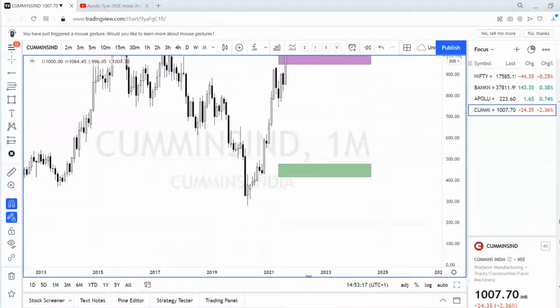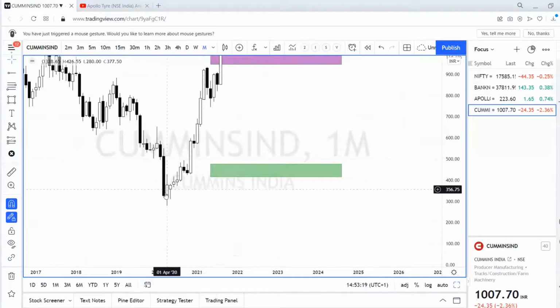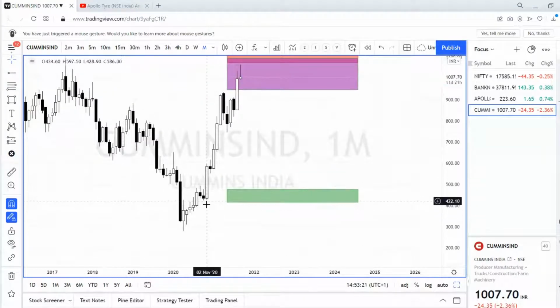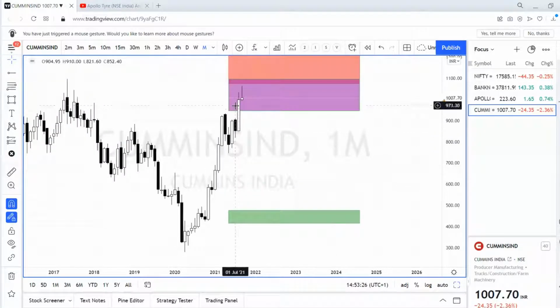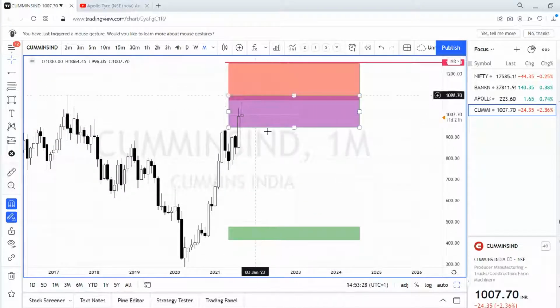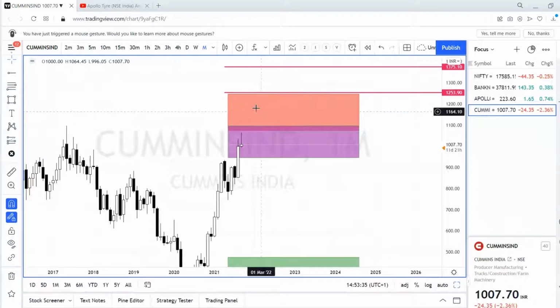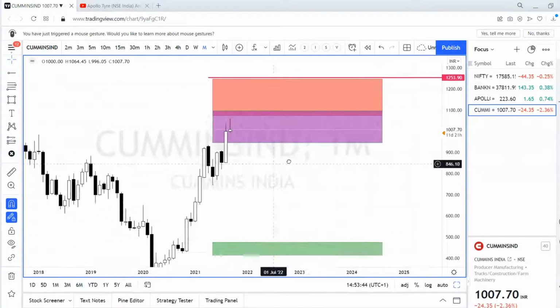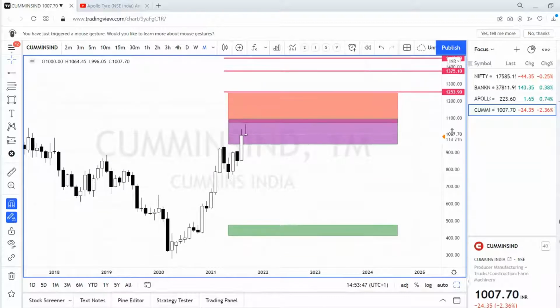Of course, this was the time when the pandemic struck, and the price found itself very cheap over here, and then institutions started coming in, and this rally finally moved into a supply zone. This zone is a supply zone where a lot of sell orders got triggered. This is supply zone 1, this is supply zone 2, and the price has been inside this zone since last month, which is a clear indication that the price is currently indecisive in terms of direction.